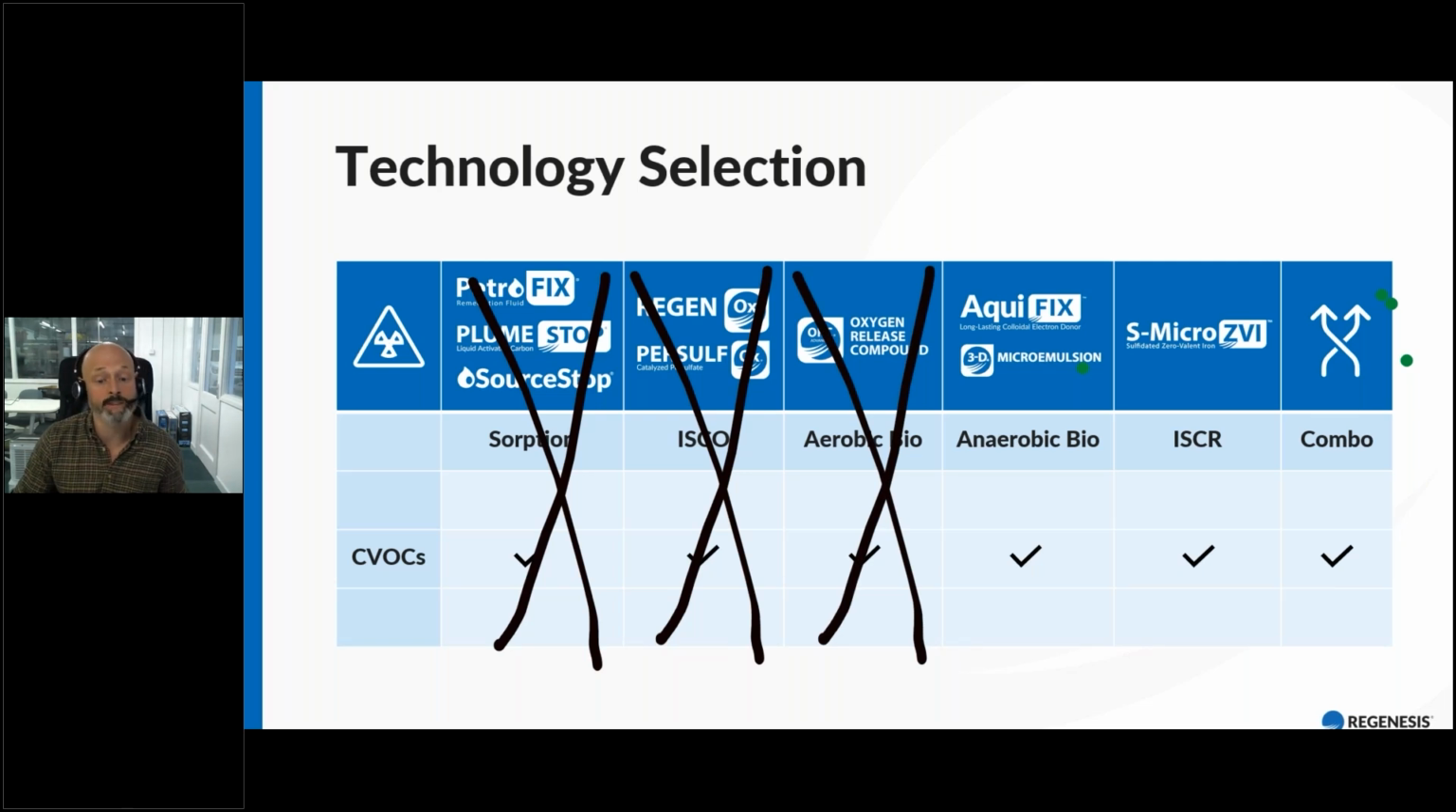So next up is anaerobic biological degradation. Yes, this is something that is going to work for this site. We know reductive dechlorination is already happening at the site, and we know that we can optimize that with an electron donor. So it's a tick. We'll have that.